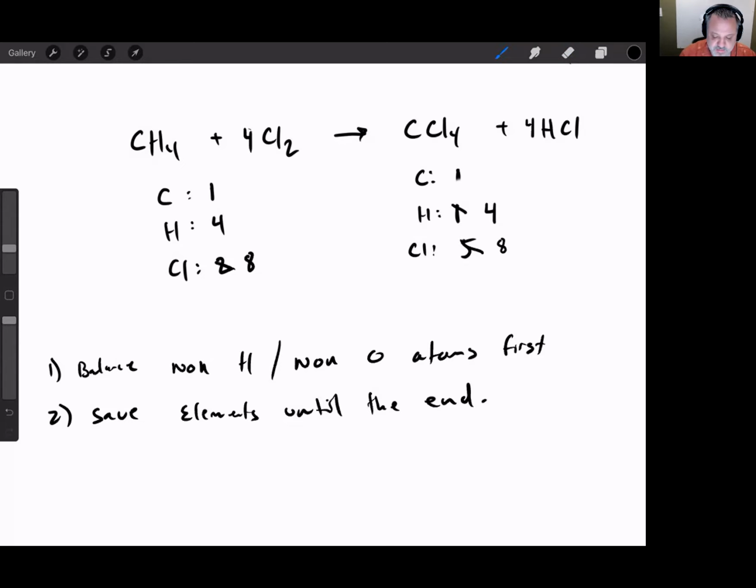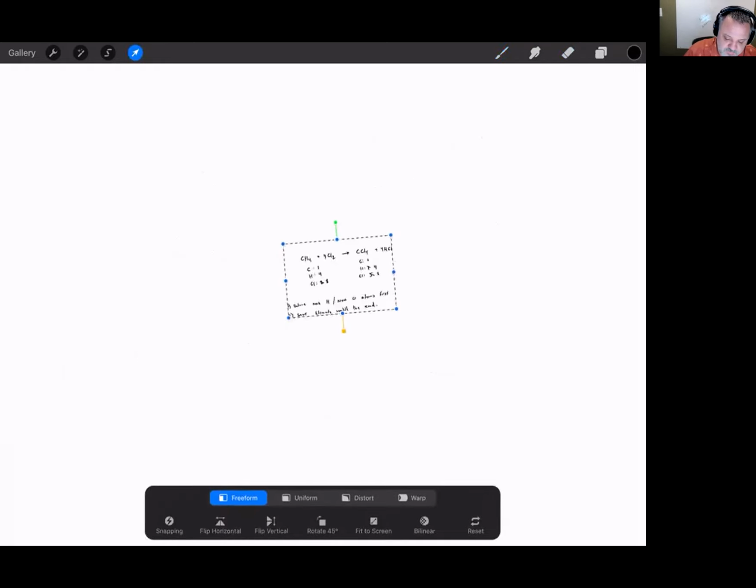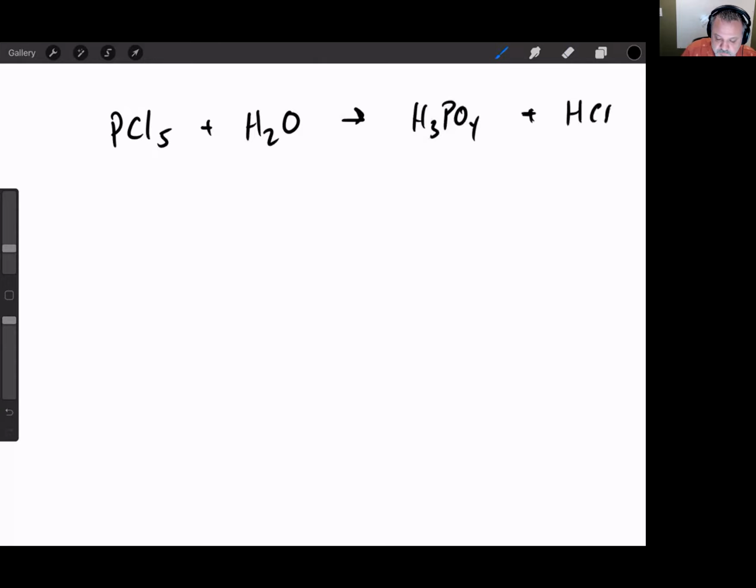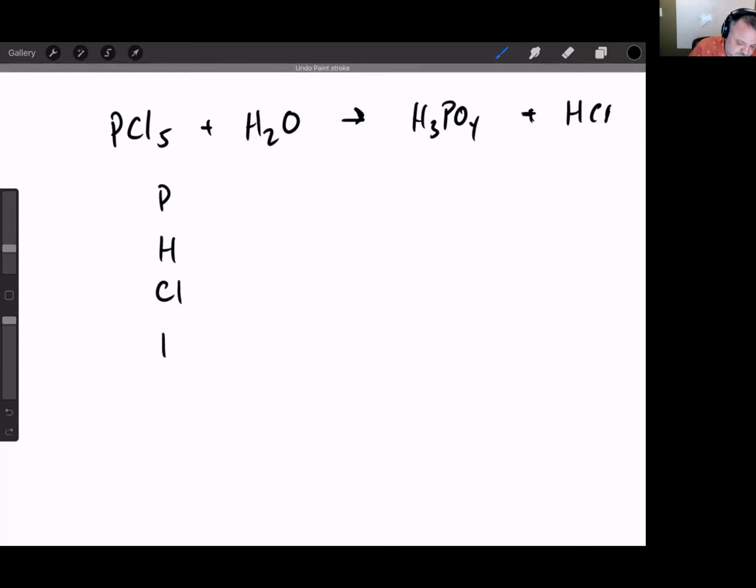Let's do another example real quick. I'll use the list one more time, but that'll be the end of it. All right, let's do PCl5 plus water produces H3PO4 plus HCl. Okay, so I've got phosphorus, I've got hydrogen, I've got chlorine, and I've got oxygen.